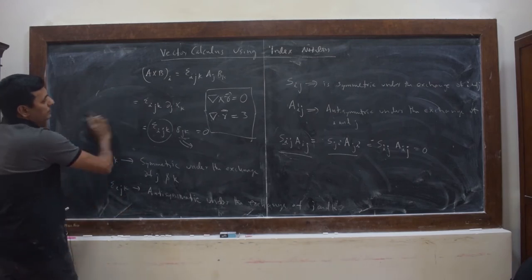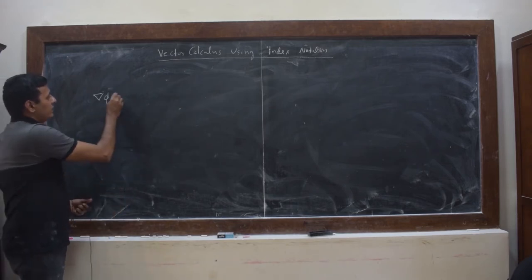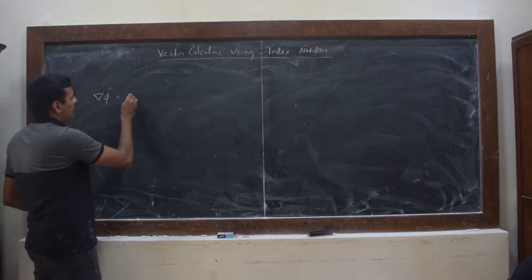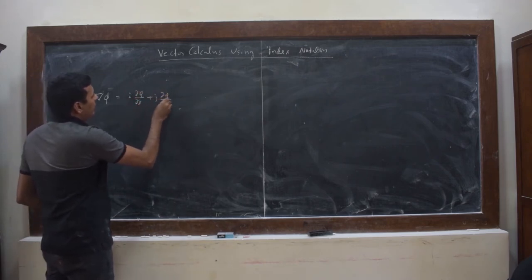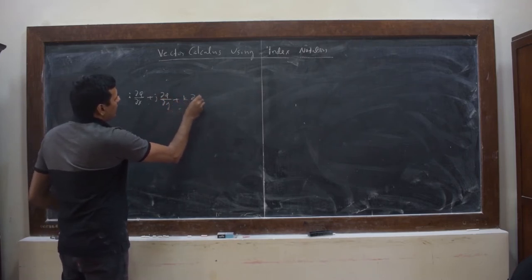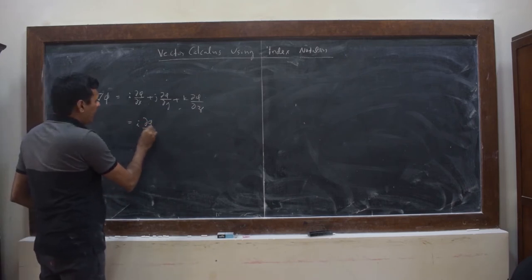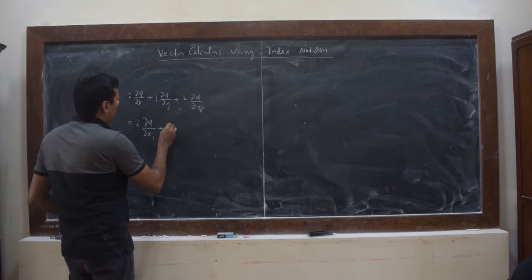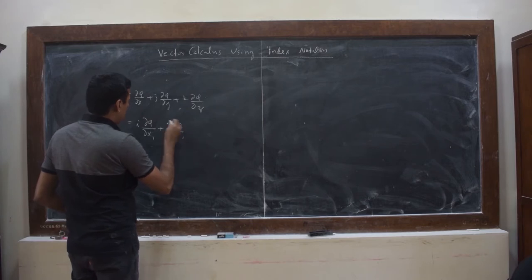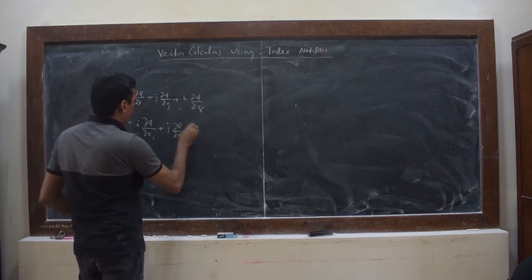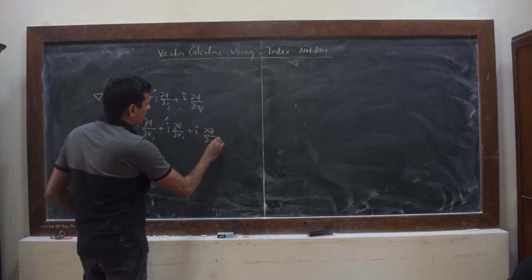All right, gradient of a scalar, del phi. You know that the gradient of a scalar is a vector, and in your notation, i into del phi by del x plus j into del phi by del y plus k into del phi by del z, or in our notation we can write it completely: i into del phi by del x1, j into del phi by del x2, plus k into del phi by del x3.